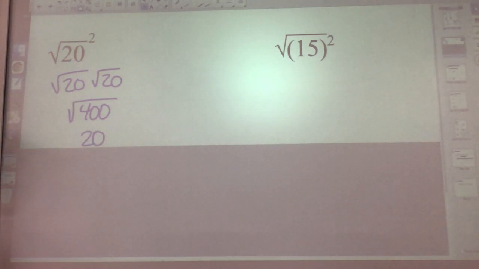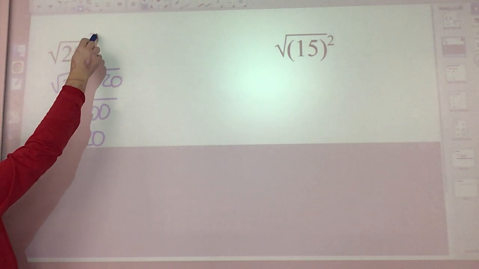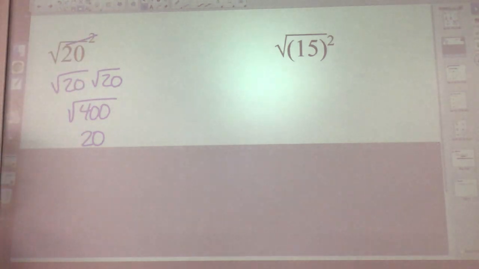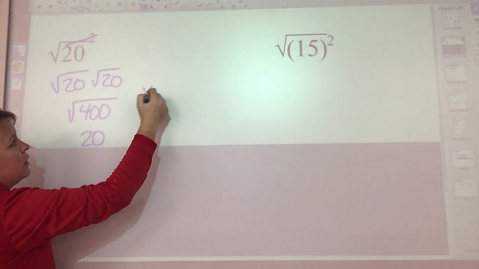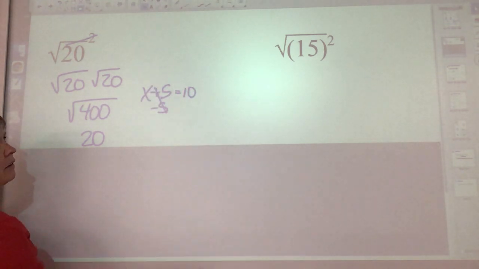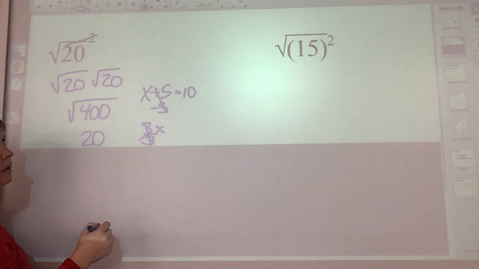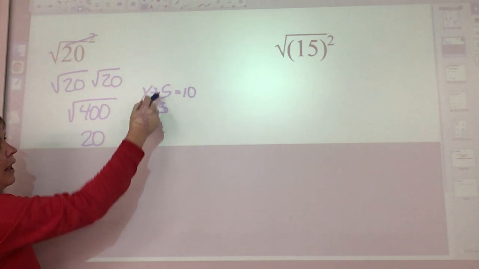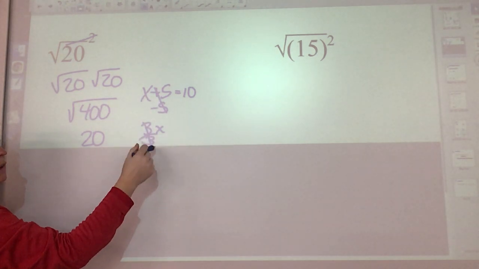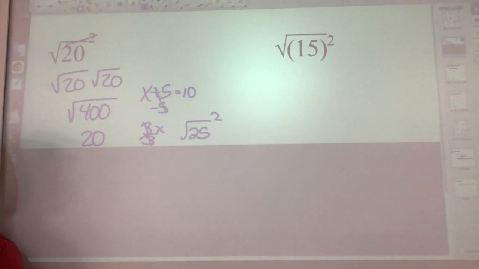You possibly already see the shortcut. Why do all the multiplication and the simplifying when you know that a square will cancel out a square root? If you square a square root of 20, you're going to get a 20. These are inverse operations. It's just like when we're solving problems. If I add 5 and then I subtract 5, they cancel each other out. If I multiply by 3 and I divide by 3, they cancel each other out. They're inverses of each other. Adding and subtracting are inverses. Multiplying and dividing are inverses. Squaring and square rooting are inverses. And it doesn't matter which direction you do it.